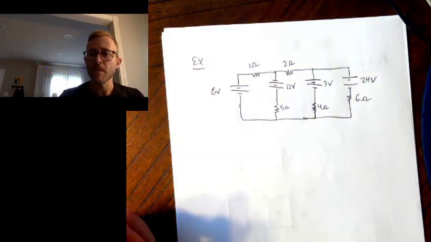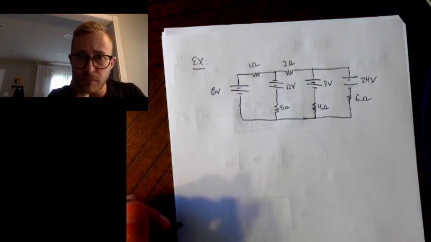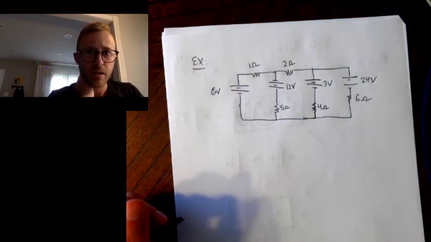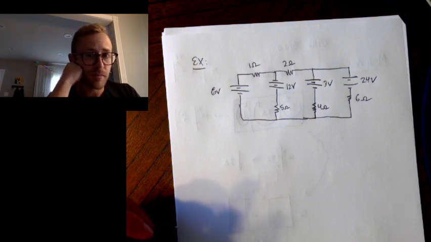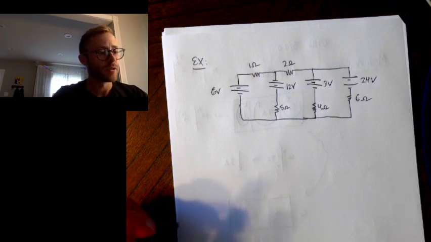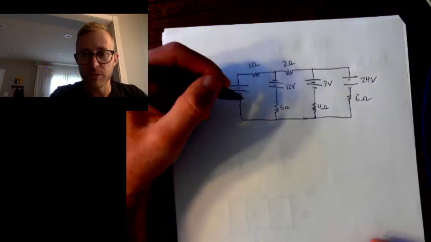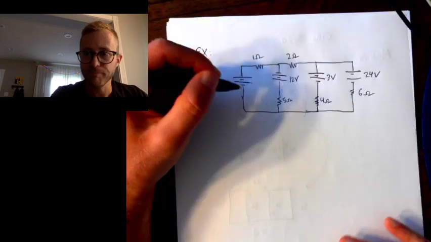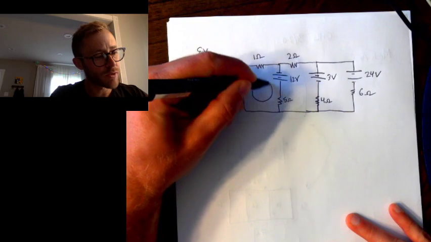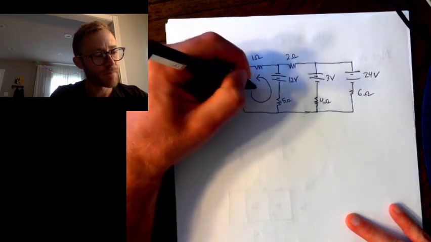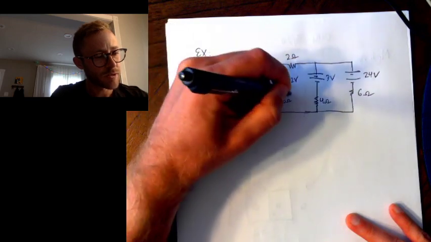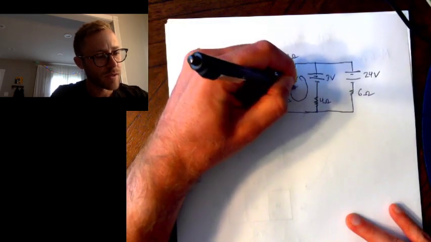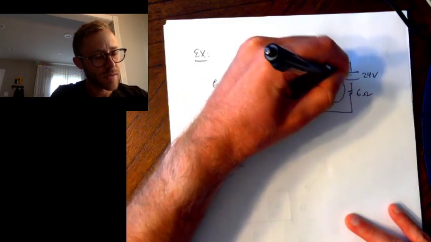Okay. So there you have it. So this is a circuit, and we want to solve for all the currents. Okay. So let me define some loop currents. I'm going to call this current I1, I'm going to call this I2, and I'm going to call this I3.